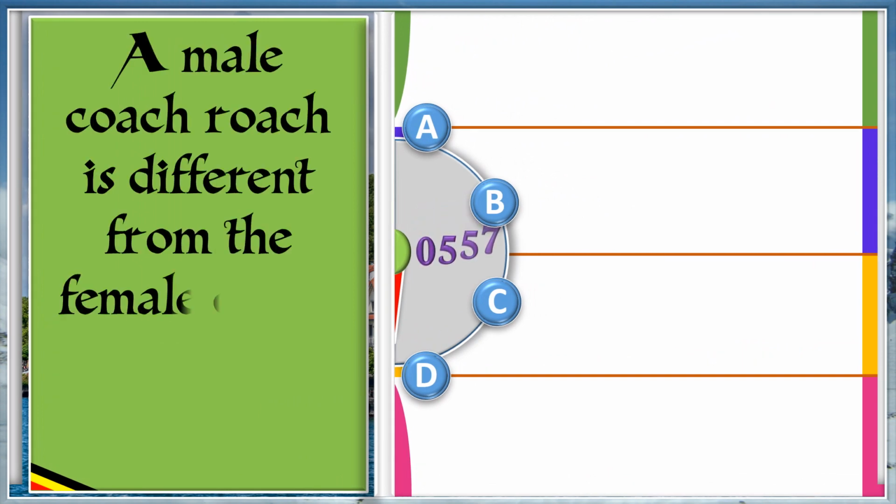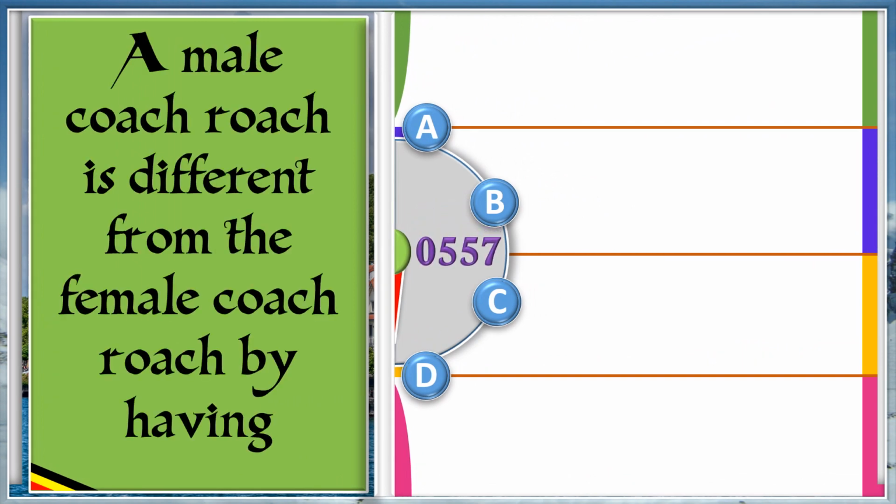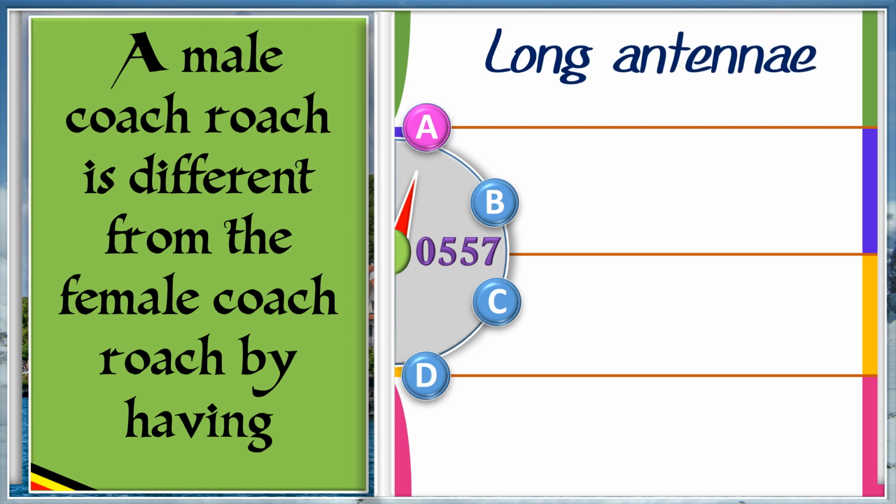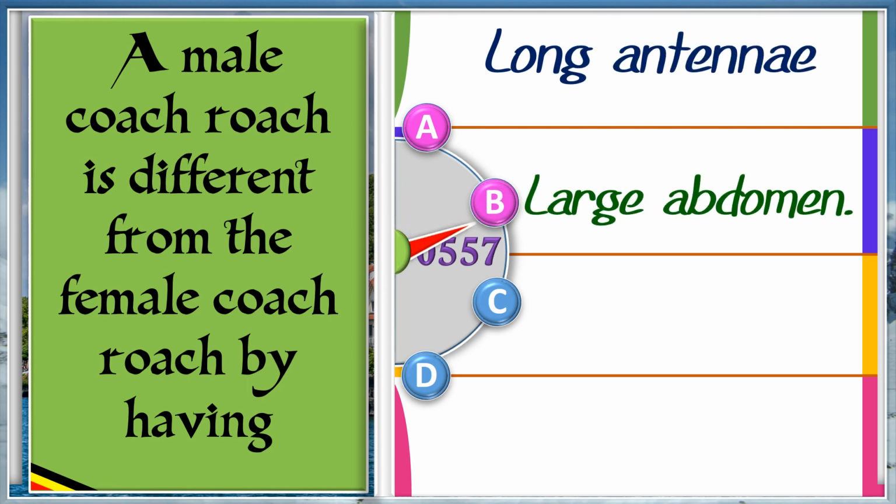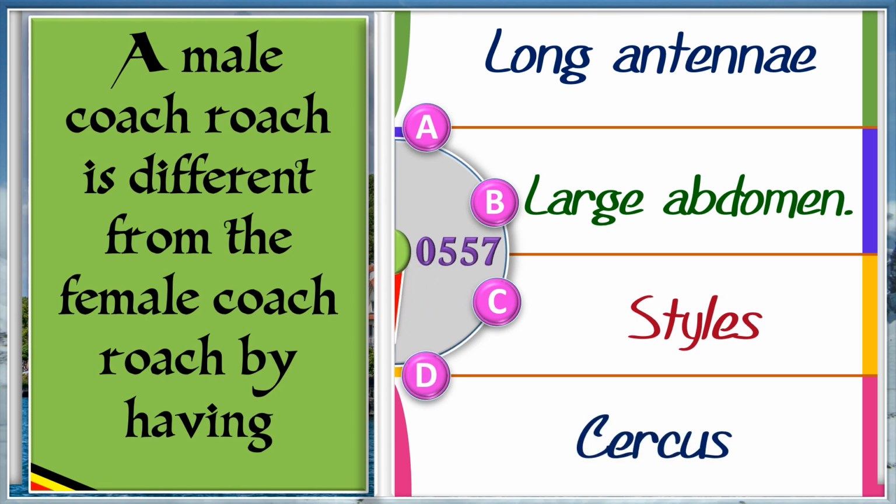A male cockroach is different from a female cockroach by having A. Long antennae. B. Large abdomen. C. Styles. D. Suckers. And the answer is C. Styles.